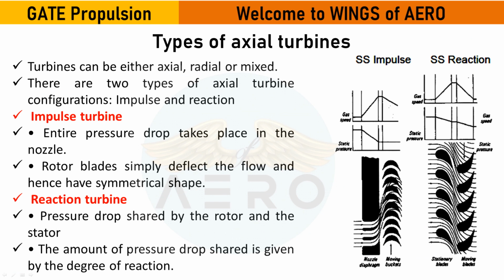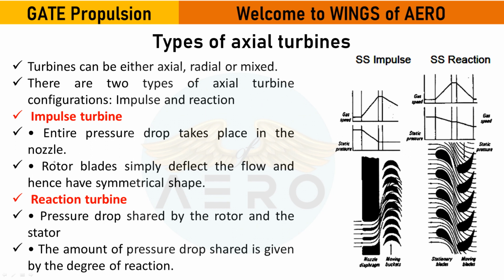Now, talking about the types of axial turbine. Basically the axial turbine can be classified in two ways. One is impulse, the second is the reaction turbine. So I will request all of you to note this down. Fine. So the axial turbine can be classified as impulse and reaction. So what is an impulse turbine? The entire pressure drop takes place in the nozzle.